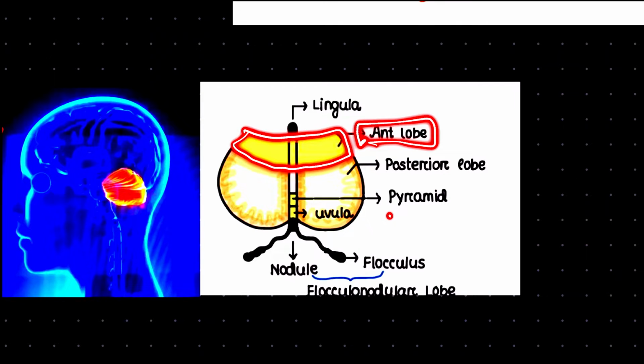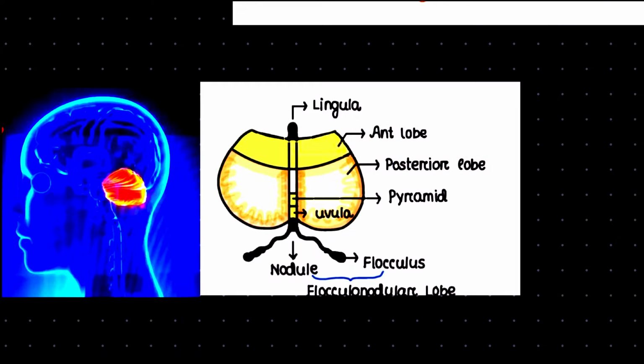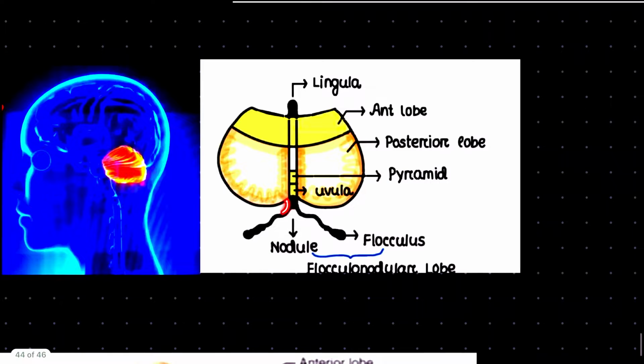Similarly, if you look more carefully at the structure present below it, these are the posterior lobe. These are the two main lobes. And talking about another lobe, if you look carefully, just below you will find an extension. These extensions are our nodule and flocculus, and together these are the flocculonodular lobe.